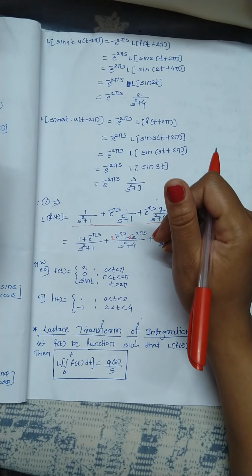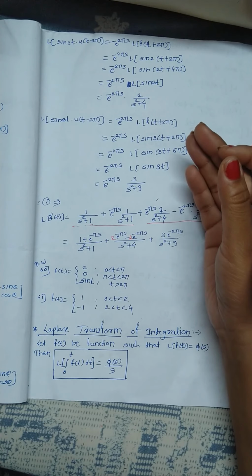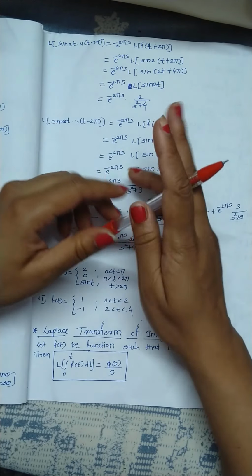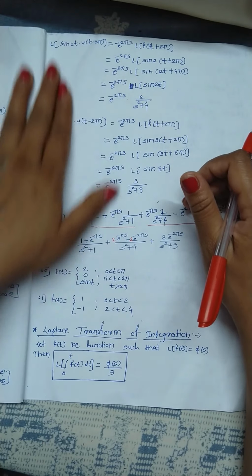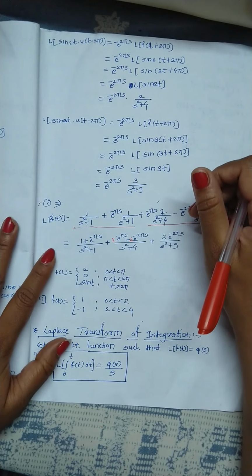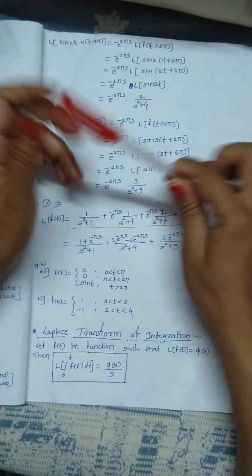That's why the inverse Laplace transform, which is the second chapter, is very easy. Okay, so in this chapter there are lots of concepts, lots of terms, lots of properties, lots of definitions also. That's why this is much bigger than the second one.